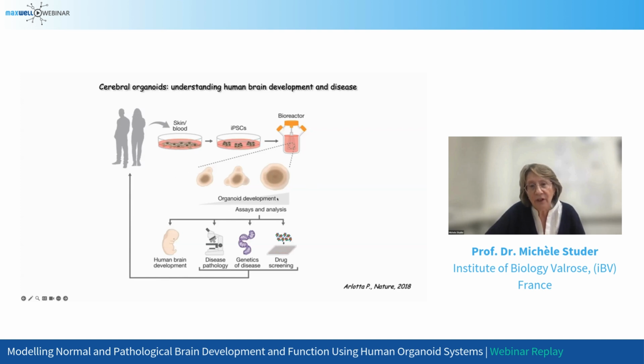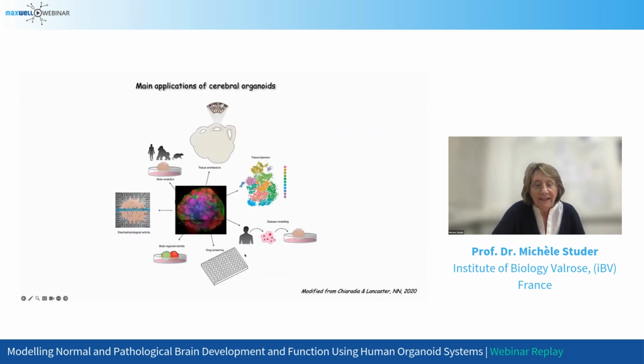And the beauty of this organoid system, if they are cerebral organoids, is that the idea is to mimic as much as possible early cortical development, early brain development, from a physiological point of view, meaning we just want to know more about how human brains develop. And we have this in vitro model, but also at the level of disease pathology, of genetics of disease. And obviously, this is a wonderful platform for drug screening. There are many applications of cerebral organoids.